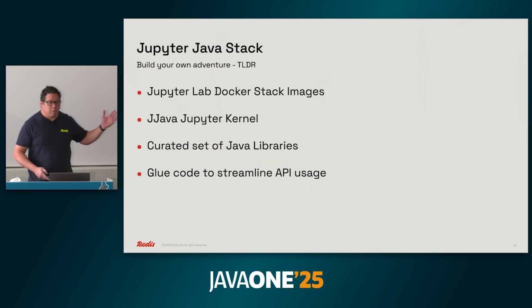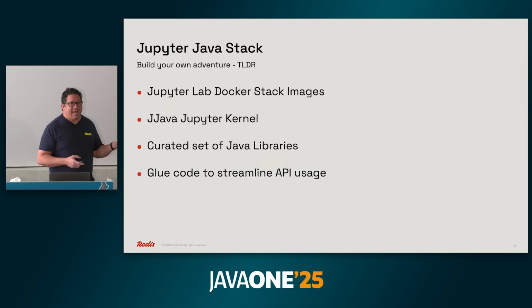So how do you build your Java stack? Too long, didn't read: there are Jupyter Lab Docker stack images. The dflib project actually has one kernel that they support. There was an original kernel for Java that is no longer supported, so they forked it, improved it, and maintained it. There are multiple Jupyter kernels for Java, but this is the one I've chosen for today. And I think it's one of the best ones stability-wise.